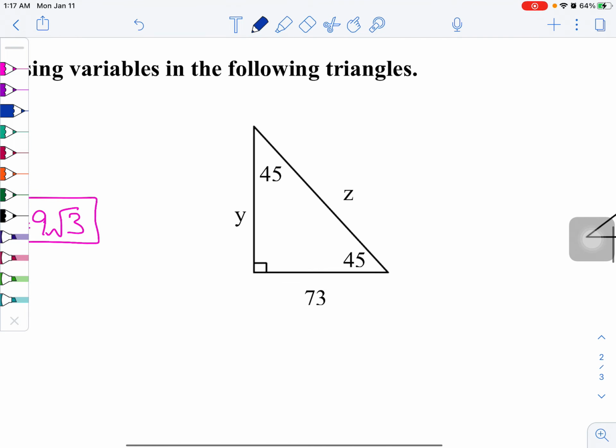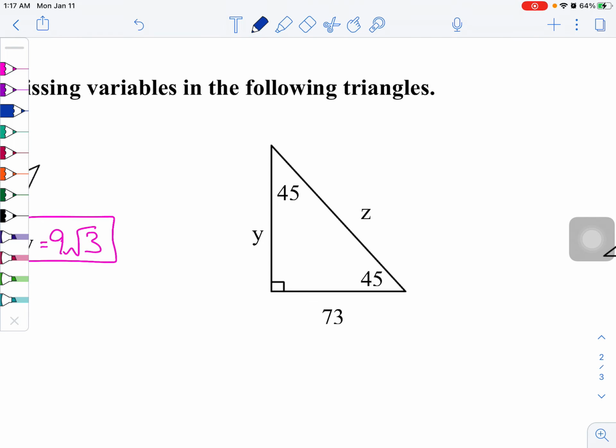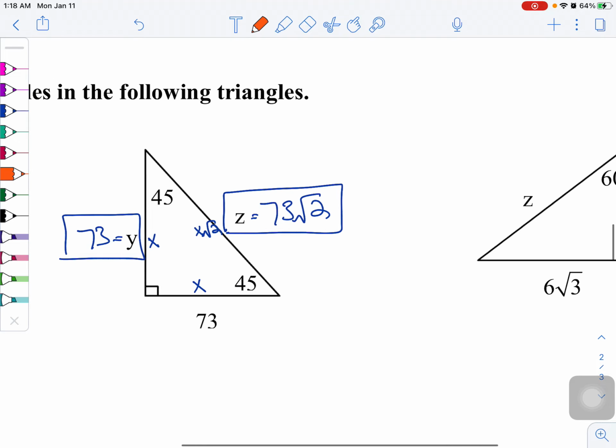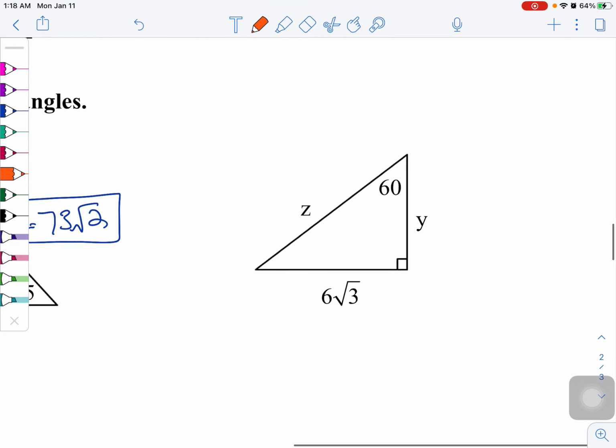Number 2, it's part 2 of problem number 3. We've got a 45, 45, 90. So we've got x root 2, which means that these two legs are the same. So y is 73. And whatever your leg is, we're going to multiply that times root 2 to get the hypotenuse. So that one's all done.